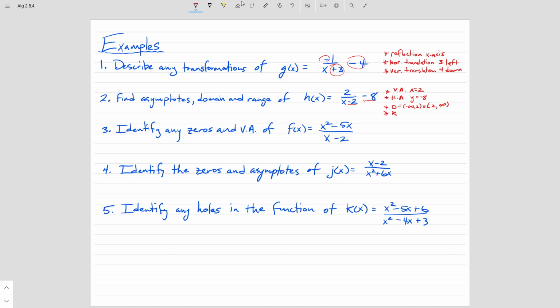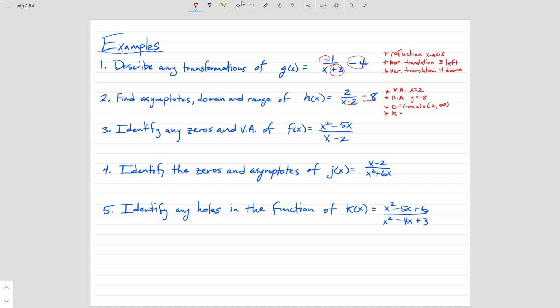Range is the exact opposite of horizontal asymptote. So range, and you don't have to write it in interval notation. I did for domain and range here. You can write it in different ways. I just prefer interval notation, but you can write it multiple ways.